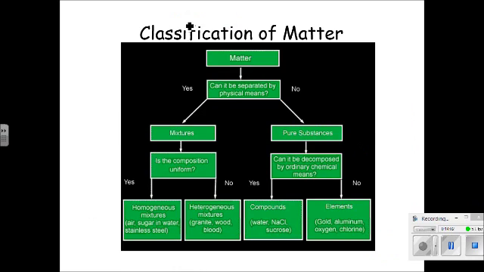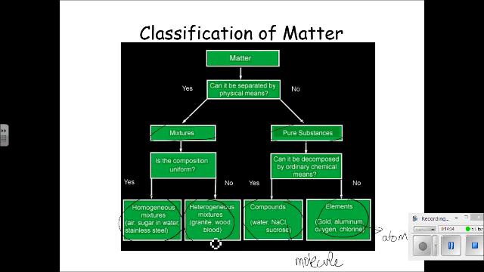Recall as well from grade 10, matter can be classified into 2 groups. You have mixtures or pure substances. Mixtures can be further divided into homogeneous mixtures or heterogeneous mixtures, and pure substances can be divided into compounds or elements. Now remember, the smallest element is an example of an atom. The smallest compound is a molecule.